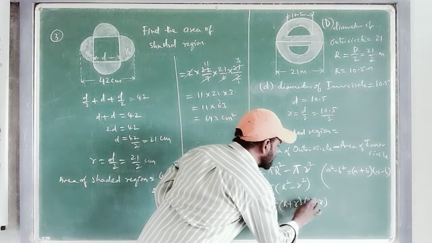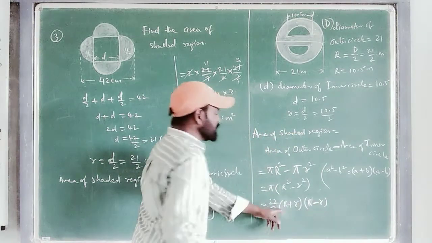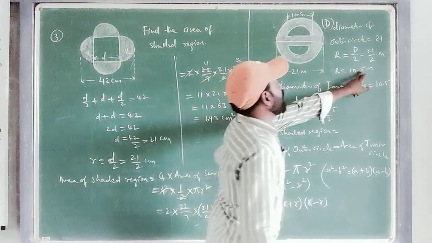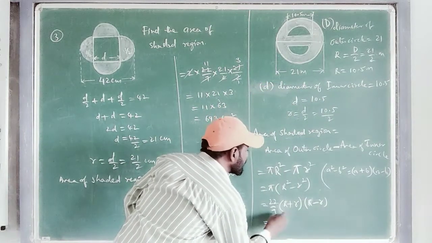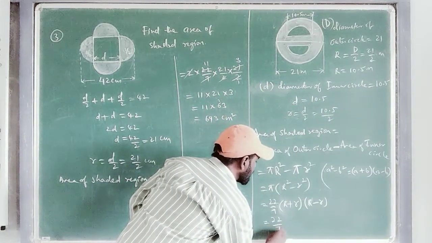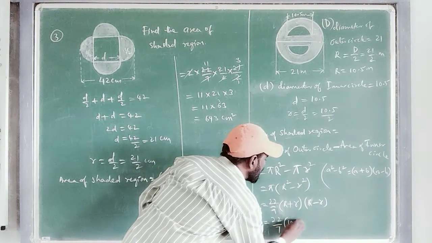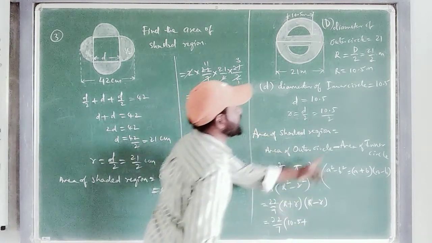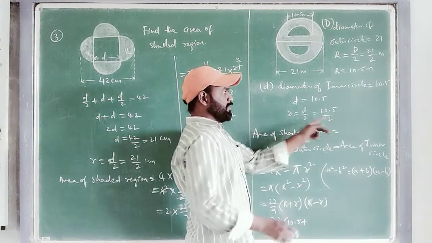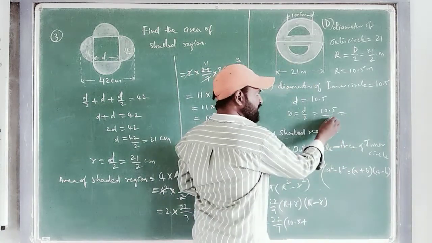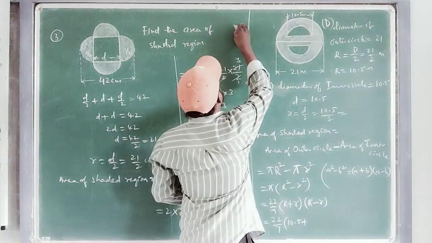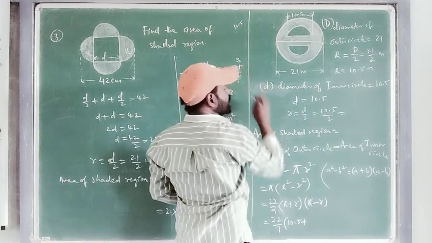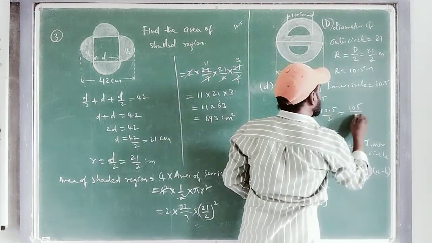We can substitute the values simply, easily we can find out. So capital R is how much? 10.5. So 22/7 into capital R is 10.5 plus small r how much? 10.5/2. So if you simplify this one, 10.5 divided by 2, so I write 105/20.